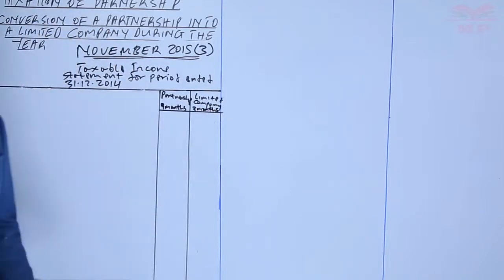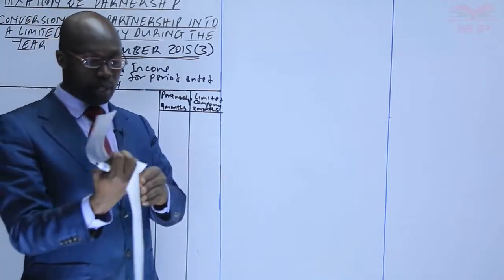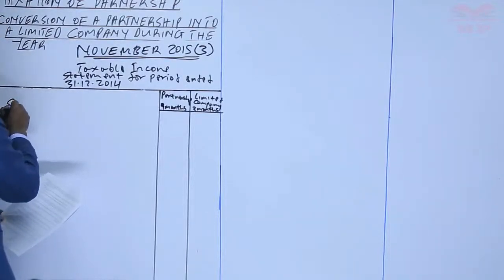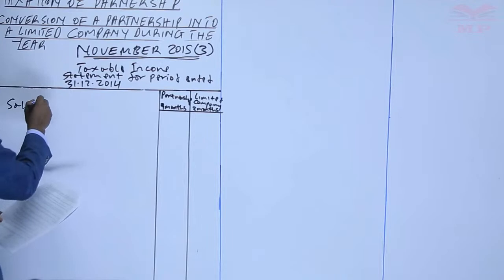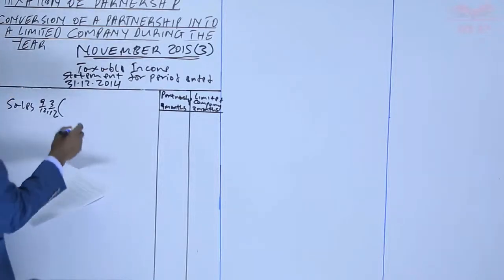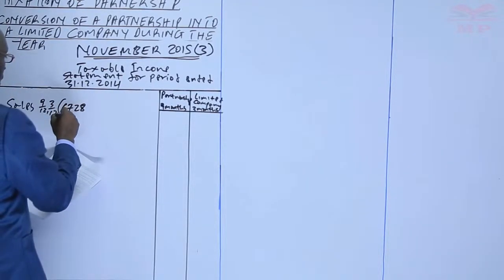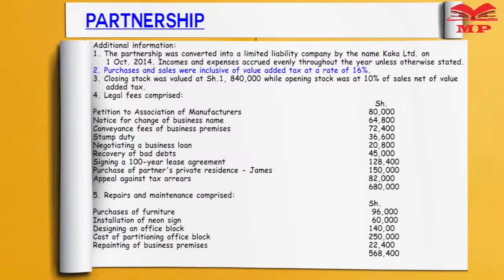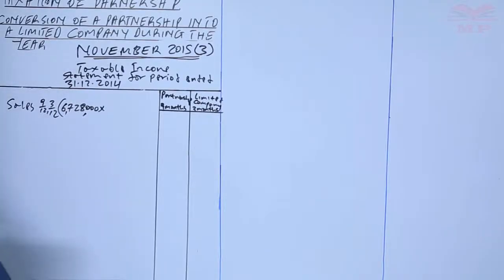So here we are using the gross profit method. So we start with the sales. We take 9 over 12, 3 over 12. The sales figure given is 67,28,000. But there's something that we are told about this sales. If you look at additional information number 2, we are told that the purchases and sales were inclusive of VAT at the rate of 16% where applicable. So that means this sales has VAT. So this sales is at 116%.